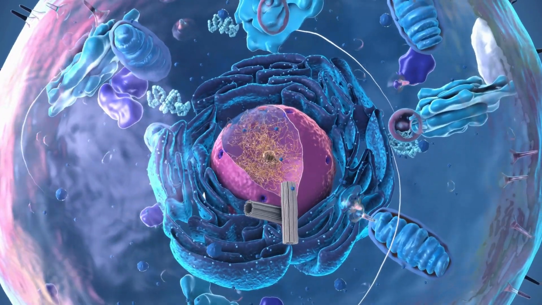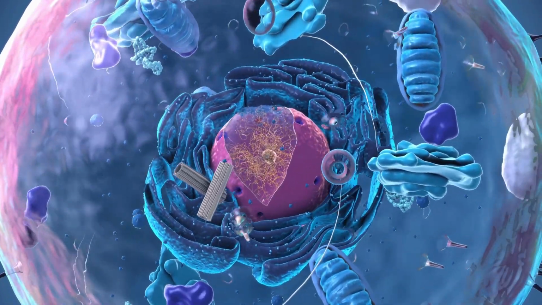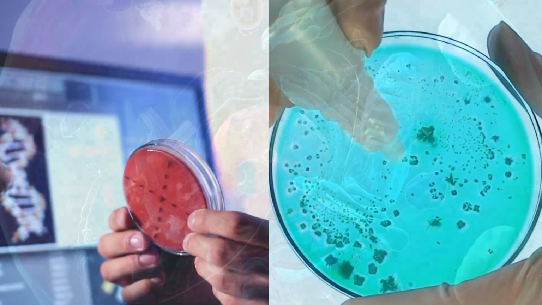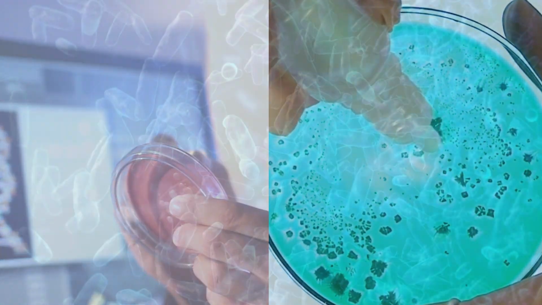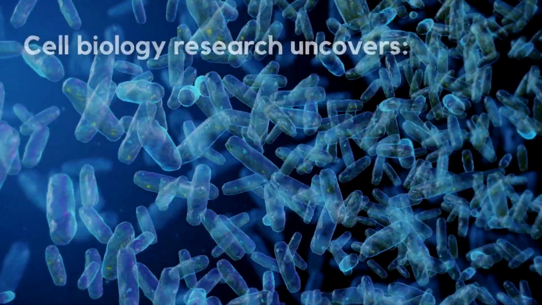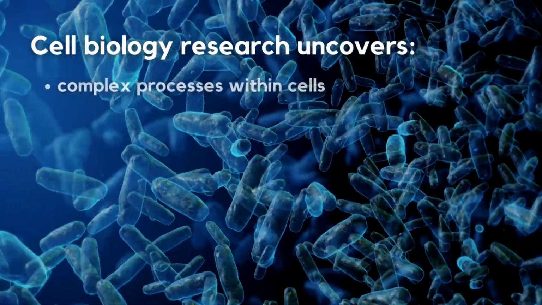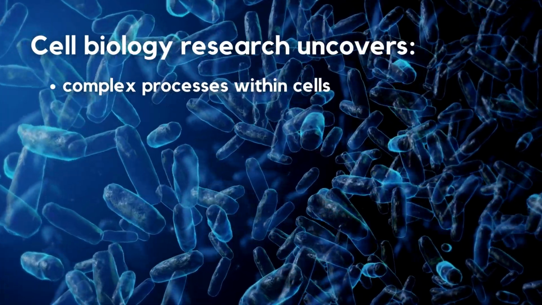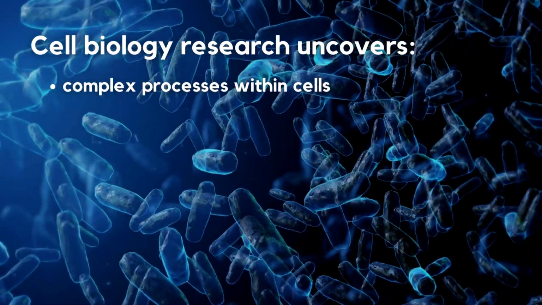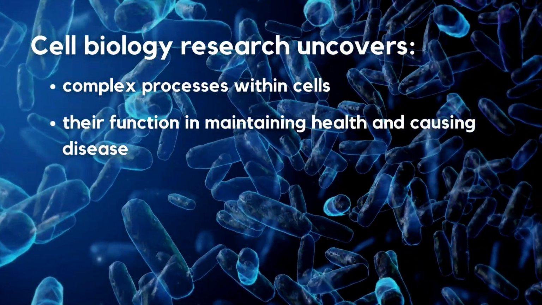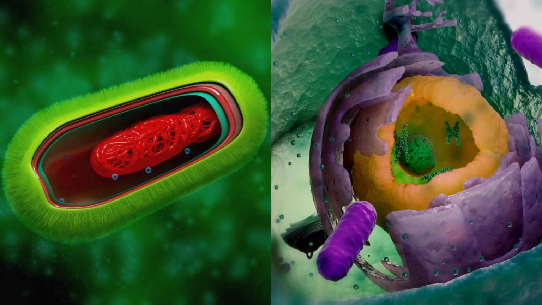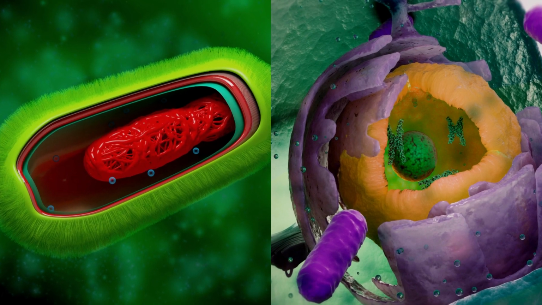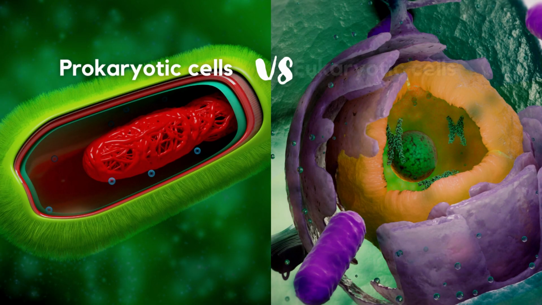Examining cell behavior is a crucial aspect of biology, and many important discoveries have been made by studying cells. Cell biology is a dynamic field, and constant research is uncovering new knowledge about the complex processes that occur within cells and their function in maintaining health and causing disease. Now, let's talk about some of the key differences between prokaryotic and eukaryotic cells.